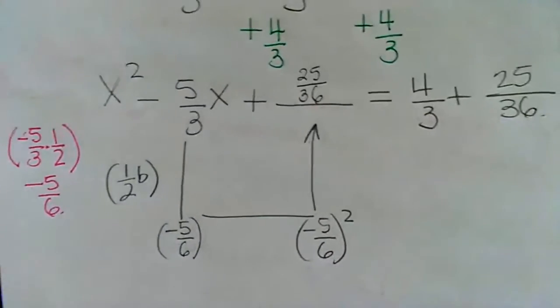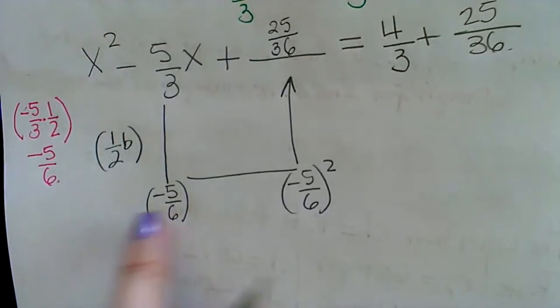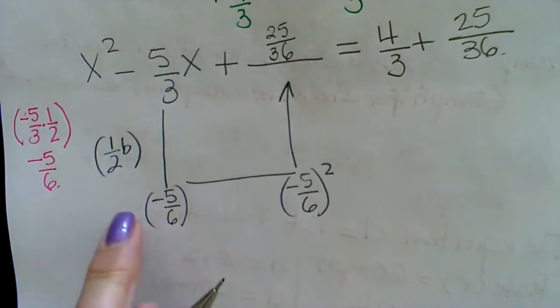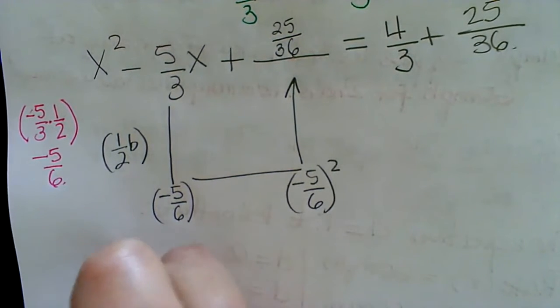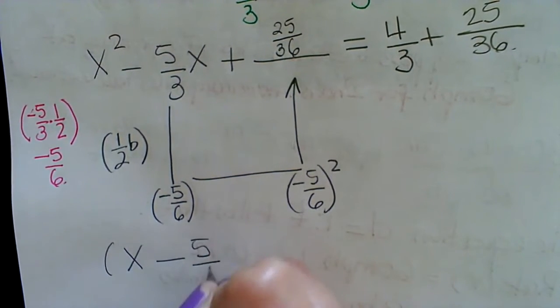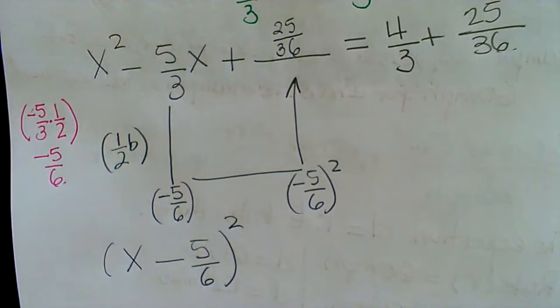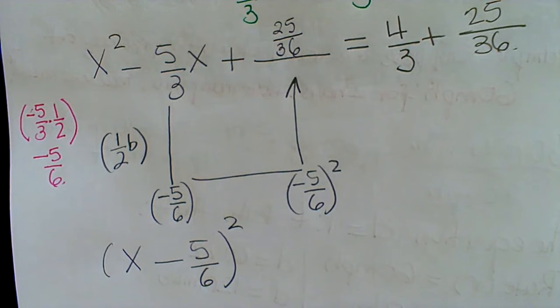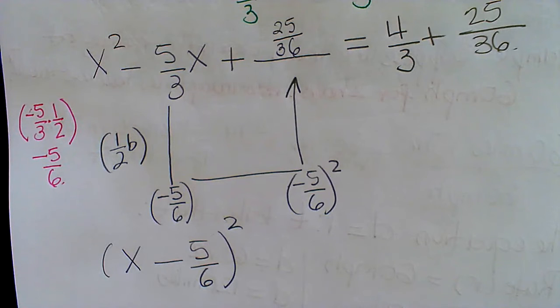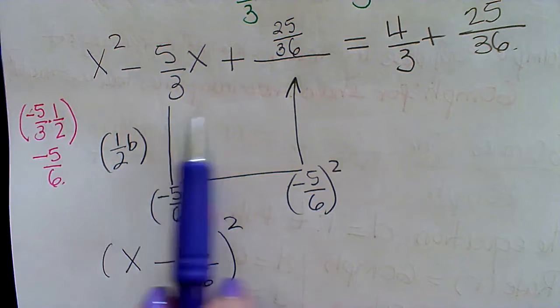Now, how can I write this as a perfect square? All right, I'm always going to take my b. That's why you always have to keep track of that value, okay? So this is a perfect square trinomial.